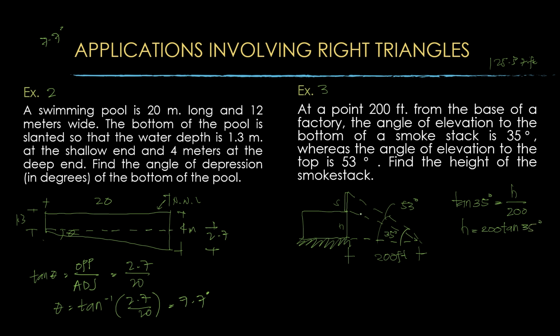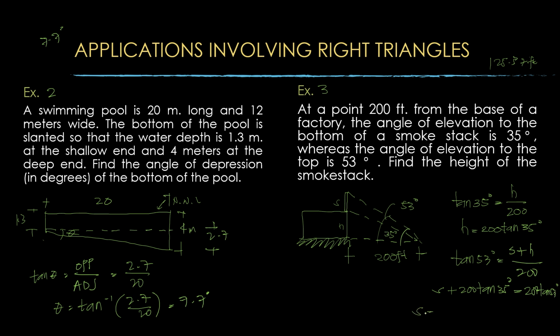And for the next one naman, so again, tangent lagi, but we're gonna use the 53 degrees na. Tangent of 53 degrees is equal to your total height, so that would be S plus H, over 200, wherein your H is equivalent to 200 tangent 35. Okay, so doing cross multiplication, we have S plus, let's just substitute the value of H directly, plus 200 tangent of 35 degrees equal to 200 times the tangent of 53 degrees.